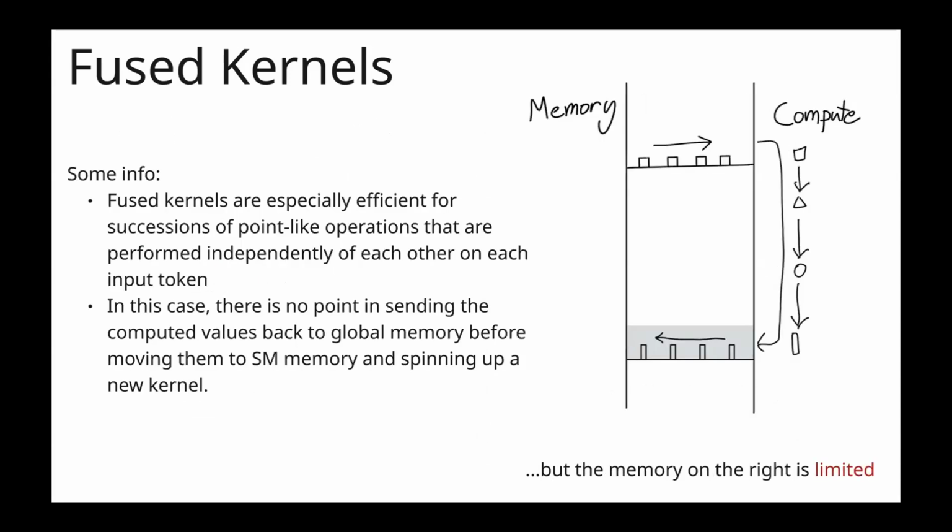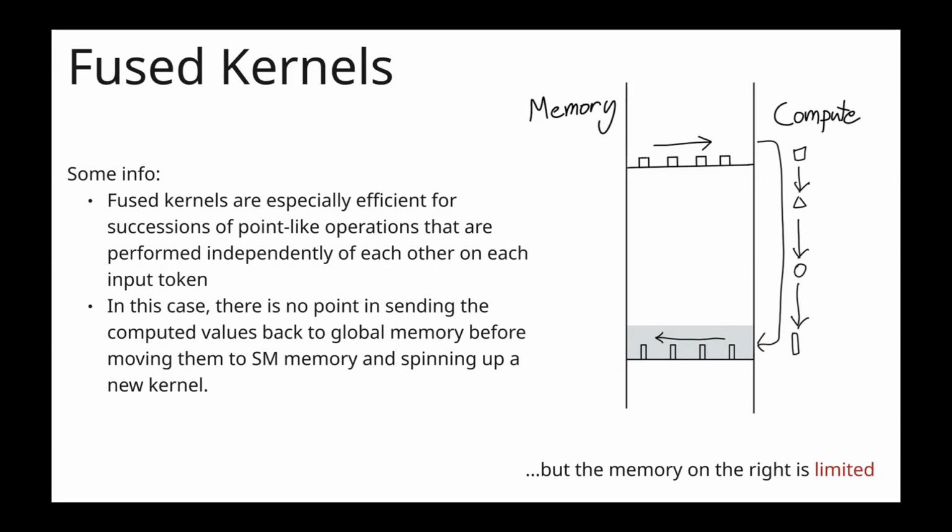Some additional information. Obviously, the bottleneck here is that the amount of memory that lives near the compute units is very limited. In the next slide, or somewhere in the near future, I will cover the volumes of this memory just to give you an idea of how you could design this trade-off. So from first principles, if you want to chain several operations together on the compute side so that we don't store the data back into memory and then load it again, it seems that this is especially efficient for successions of point-wise operations that are performed independently on each input token.